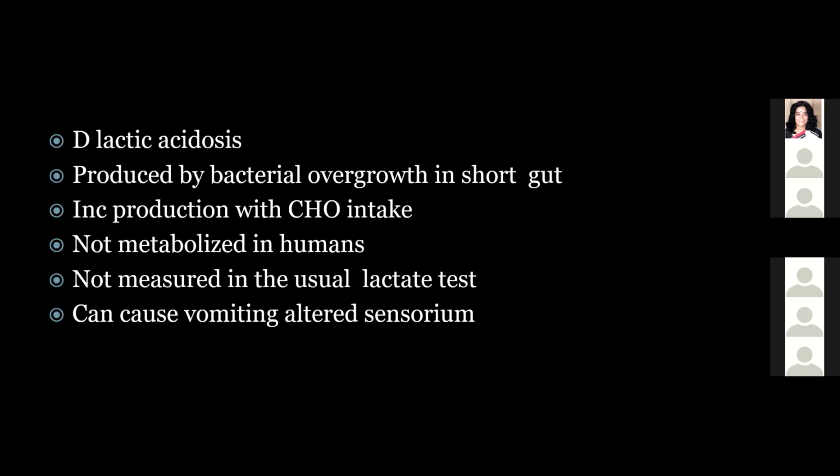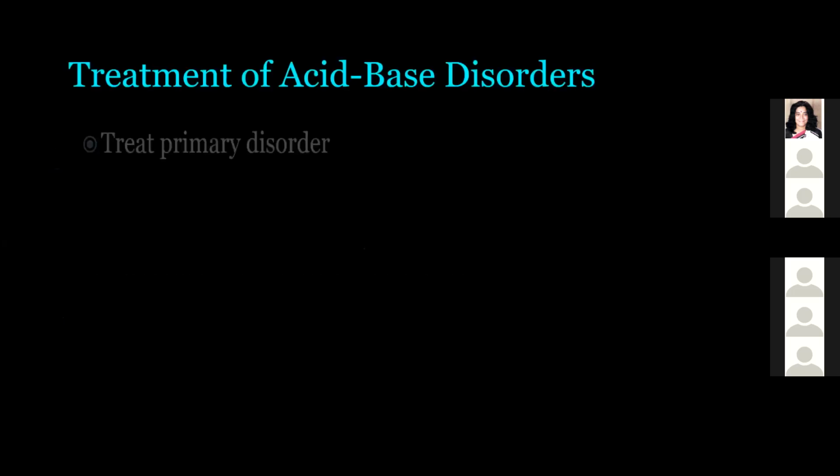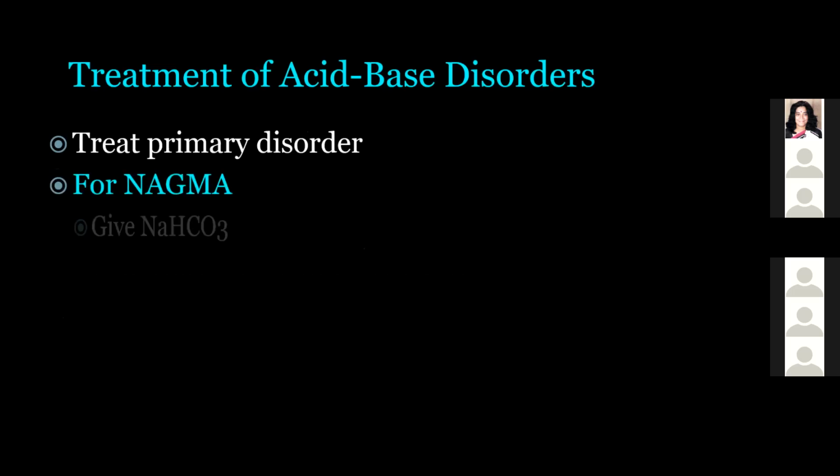And so you may typically see that the child has attended some function or some birthday or some festival, has had a lot of sweets, cakes, ice creams, etc. And next morning, the child has altered sensorium, is breathing rapidly, and comes to the hospital. So these are some things which need to be kept in mind in the specific group of children who have short gut syndrome.